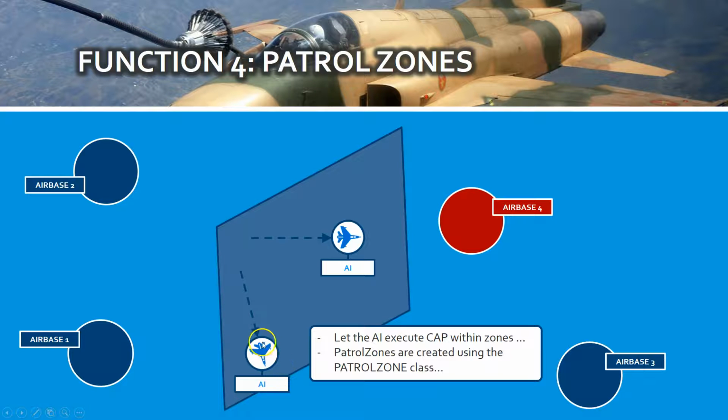So I have 2 AIs patrolling the area, and how this works is they are flying to random points that are set within the zone, and once they reach the point, a new point will be set and flying to there. And the patrol zone class is being used by a new class. It's called the patrol zone class.